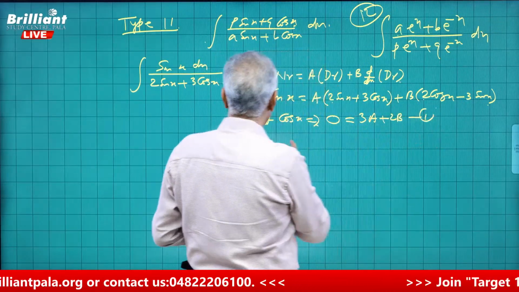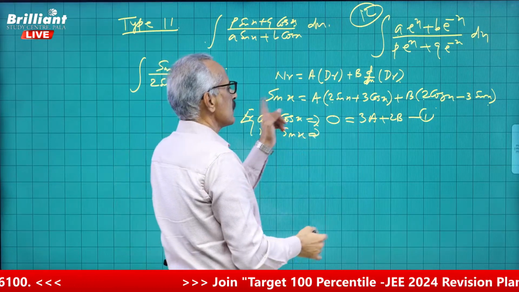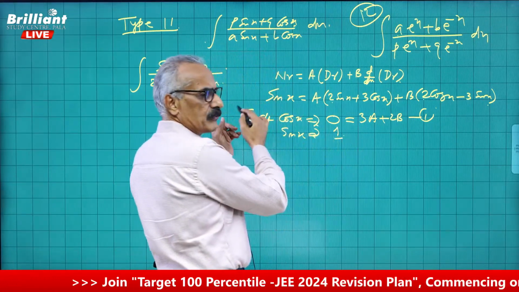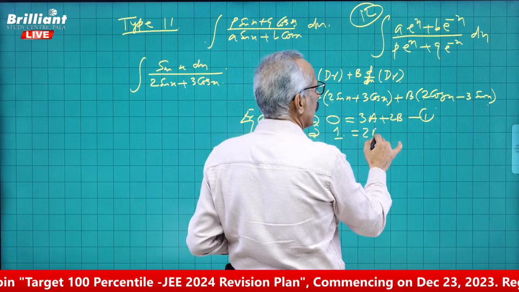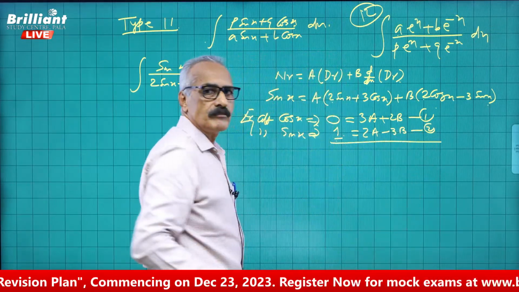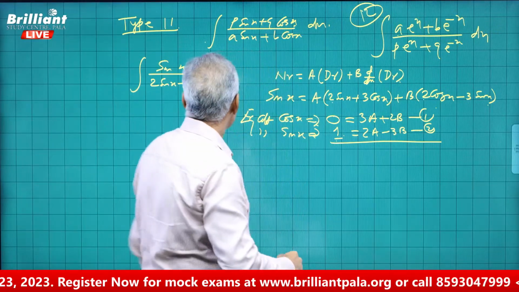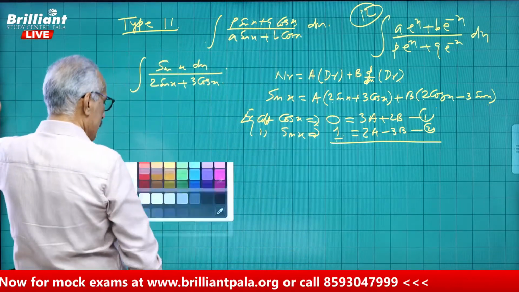Question number 1. Equating coefficients of sin x. How many sin x in the left side? 1. That's equal to 2a, then minus 3b. Question number 2, solve. 2 linear equations you have to solve. Okay? So, then what will be the integral?